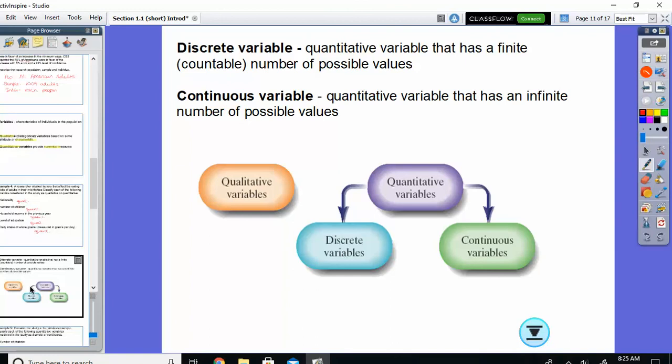So, discrete, and if you don't want to write all this down, basically it has a countable number of values. Continuous is an infinite number of values. So this is how we can differentiate our quantitative data, and whether it's discrete or continuous. And all of this is important later on when we start using statistics, the types of data, there's different things we can do with it.